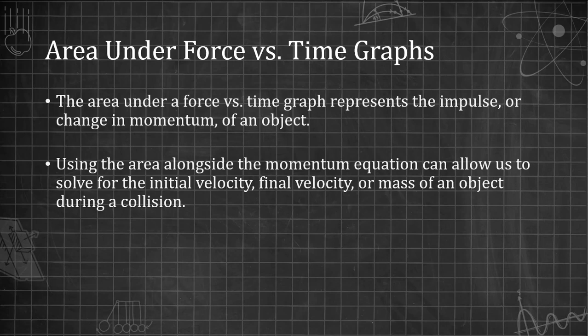And if we use the area alongside something like the momentum equation or the change in momentum equation, it can allow us to solve for things like the initial velocity of an object, the final velocity of an object. We could solve for the mass of an object, so on and so forth. So whenever we're given a force versus time graph, thinking about equating the area of that graph to the change in momentum is going to be a pretty powerful tool and a good way to solve a lot of problems.